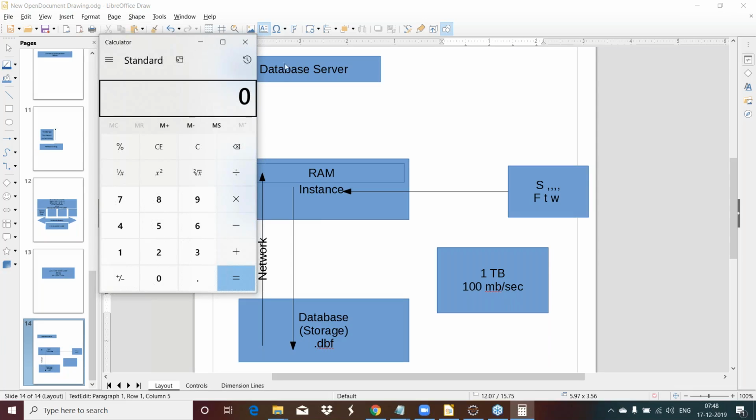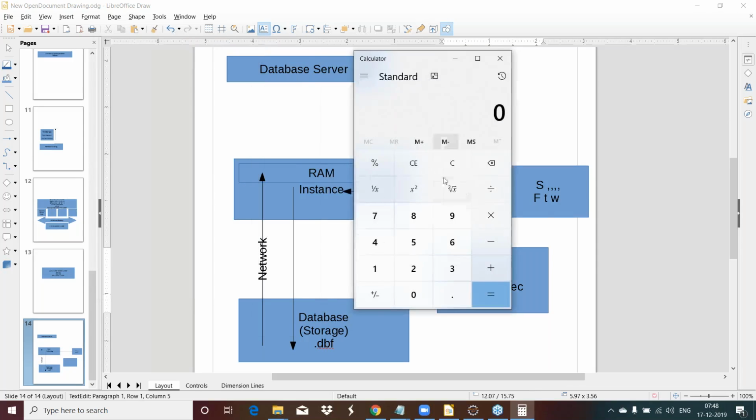So what we want to do here is, okay, we are talking about 1 terabyte. I get the perfect response from Kapil as well. Very good, Kapil. So we are talking about 1 terabyte of data.